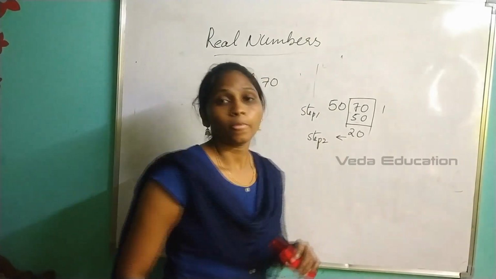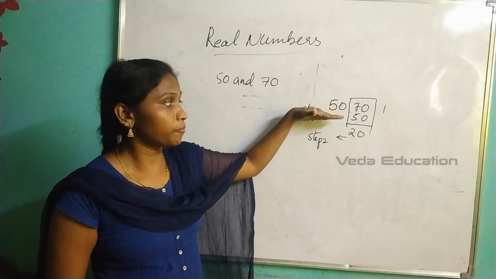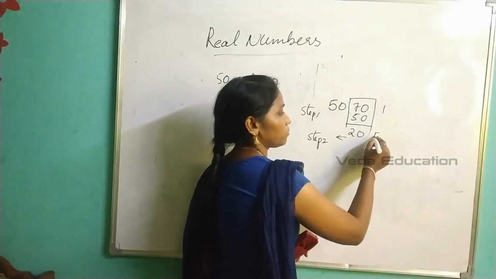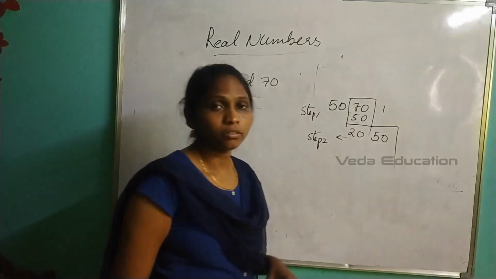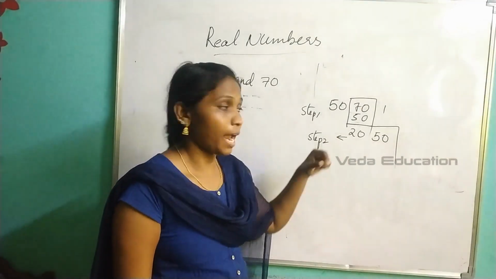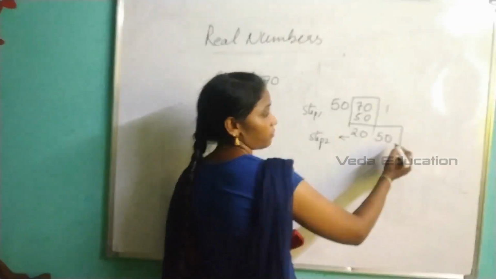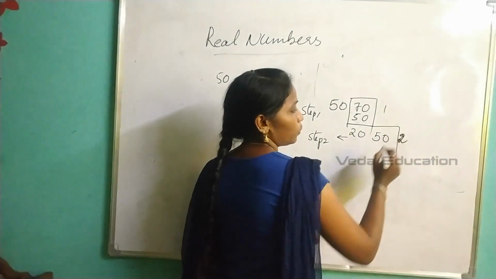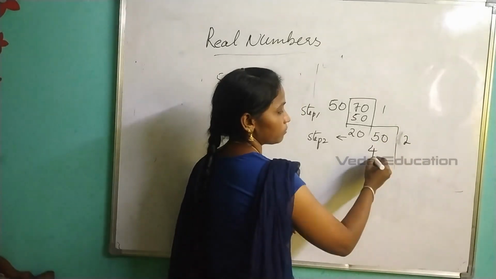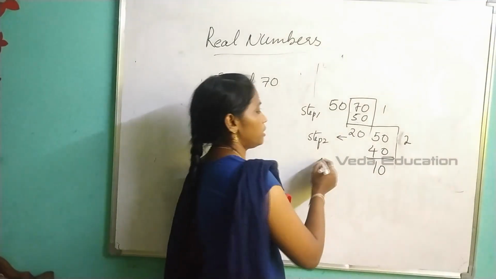In second step, our remainder becomes divisor, and our previous step 1 divisor becomes dividend for step 2. Got it, everyone? Now in 20 table, how many times it will cancel? In 2 times it will cancel. 2 twos are 40. Now how much remainder? 10. Now again, this is step 3.